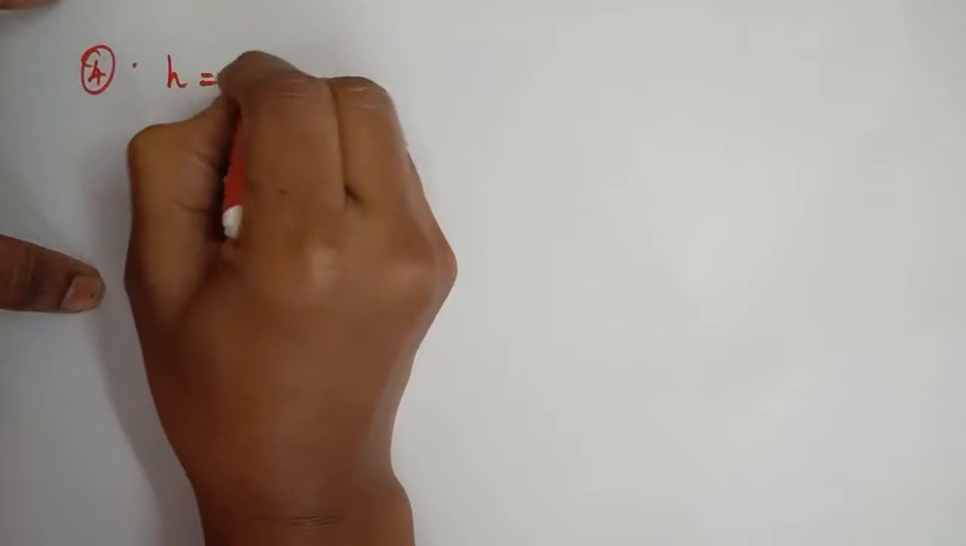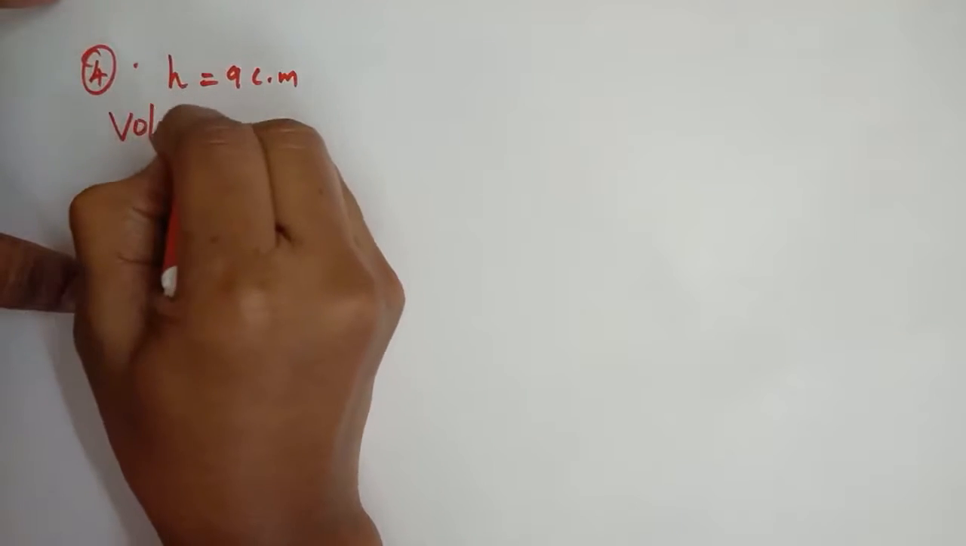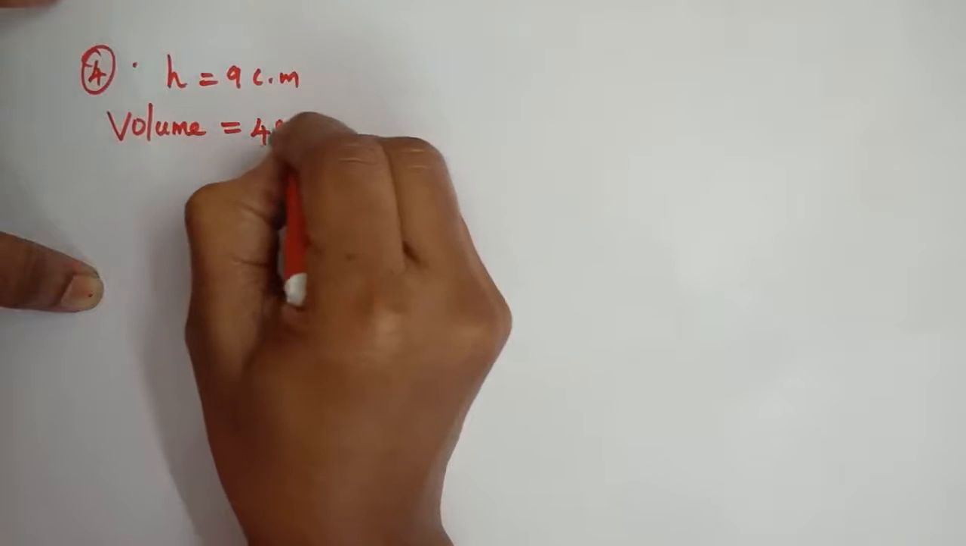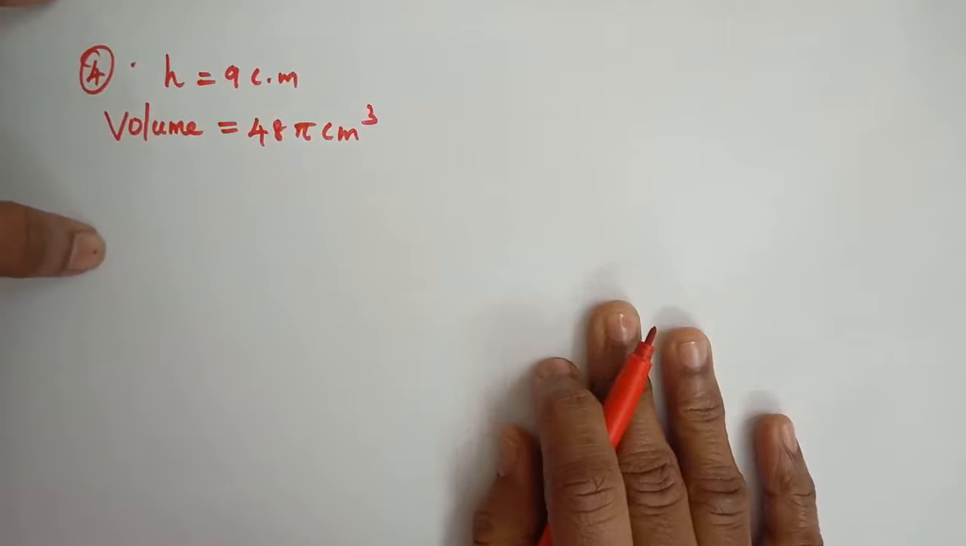Listen, students. Then fourth question: if the volume of a right circular cone of height 9 centimeter is 48 pi centimeter cube, find the diameter of its base. Okay, this is very easy. In all questions, if you don't know the radius, first you have to write, let the radius of the base be r centimeter. Okay, and then students, listen, here in this question, h is equal to 9 centimeter. Volume is equal to 48 pi centimeter cube.